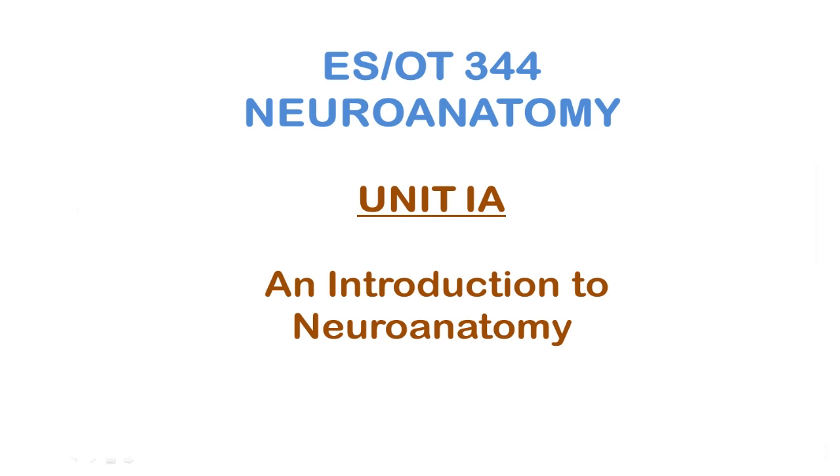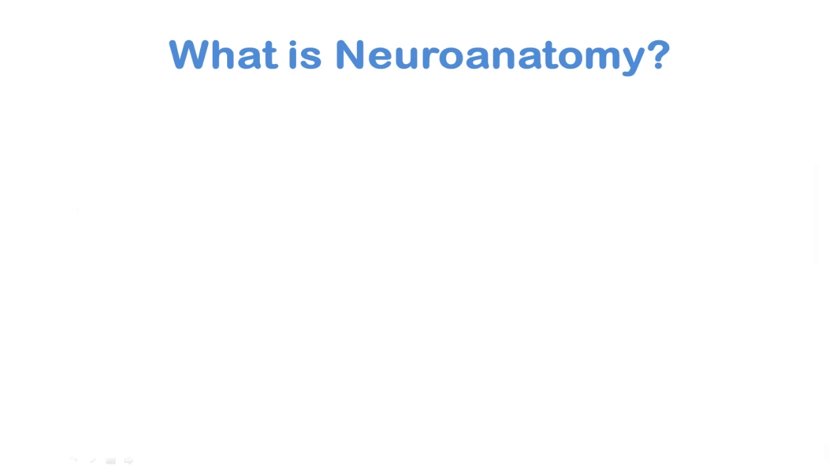Okay, welcome. This is Unit 1A of the ESOT 344 Fall Neuroanatomy course. In this unit, we're going to be talking about an introduction to neuroanatomy. First question is, what is neuroanatomy?